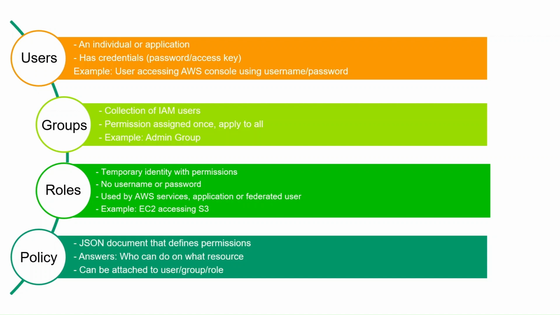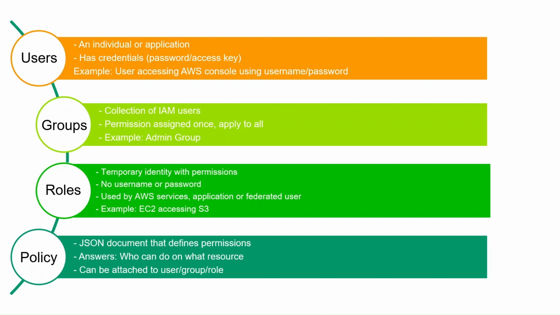Groups are collections of IAM users. For example, I have a team of developers. I'll create an individual account for each and every developer, but rather than giving permissions to each and every one of them individually, I'll group them together. Let's say I'll call them the developer group, and whatever permission I need to manage, I will assign to that group. Whatever is assigned to the group will be applicable to the individual users as well.